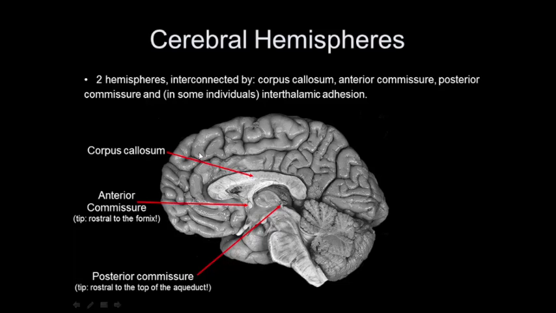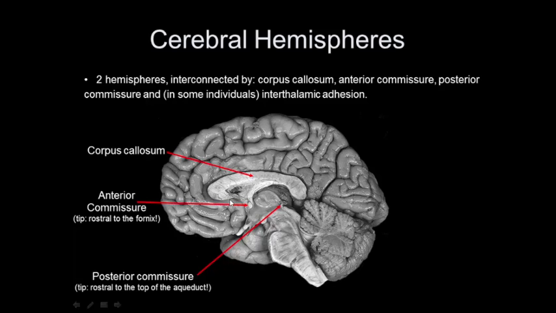But in addition to the corpus callosum, you also have the anterior commissure, the posterior commissure, and in some individuals, something called the massa intermedia or interthalamic adhesion. I can't remember if 33% of people do not have the massa intermedia or do have, but not everybody has it. This is the point.